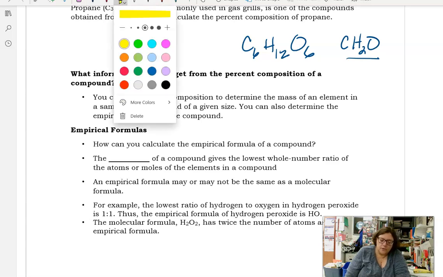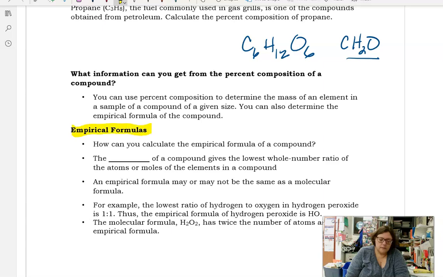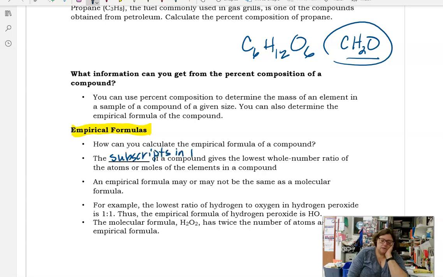So if you know a percent composition, you can calculate what we call the empirical formula. The empirical formula will give us that smallest ratio. You use the percent composition to find that smallest ratio. So how can you calculate the empirical formula? The subscripts in the formula give the lowest whole number ratio for atoms or moles of elements in the compound.